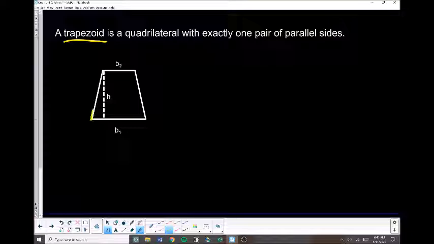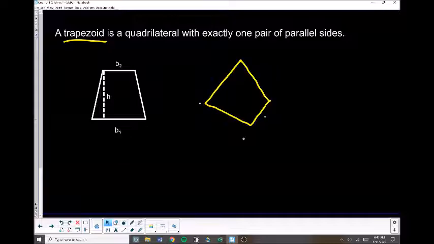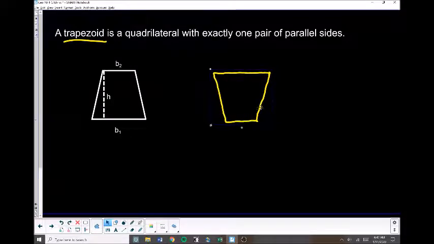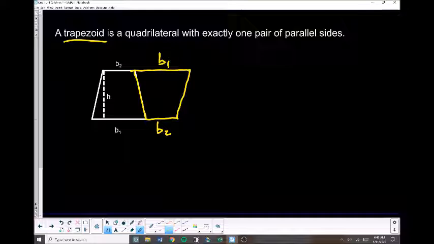Here's a better way. I'm again going to copy this trapezoid. I'm going to again rotate it 180 degrees and slap it on over here. Well, this length of B1 is now up here, and this length of B2 is now down here. We know that these two sides are the same because they're literally the same. They copied from each other. We now have a parallelogram.